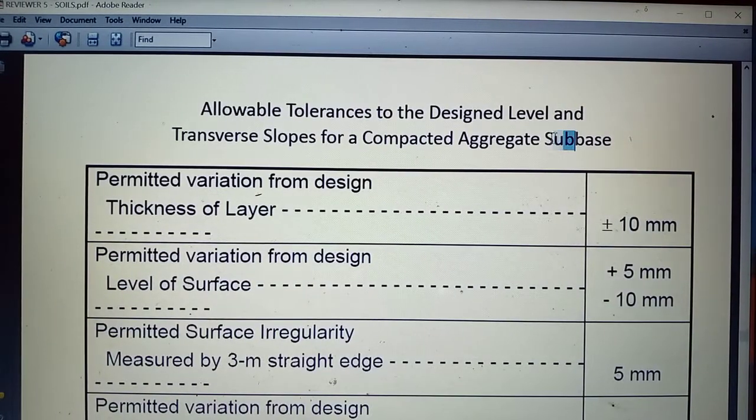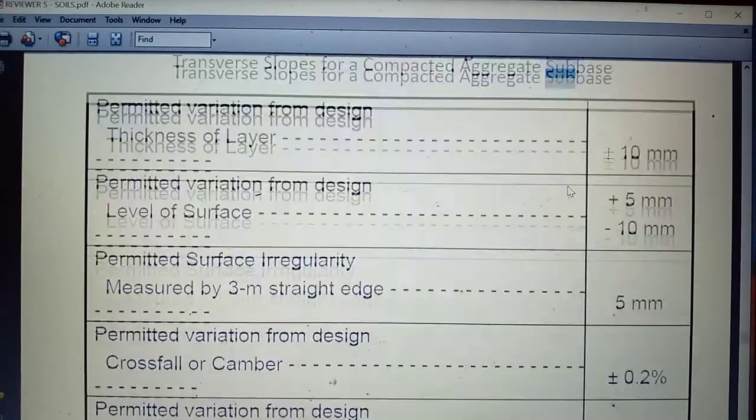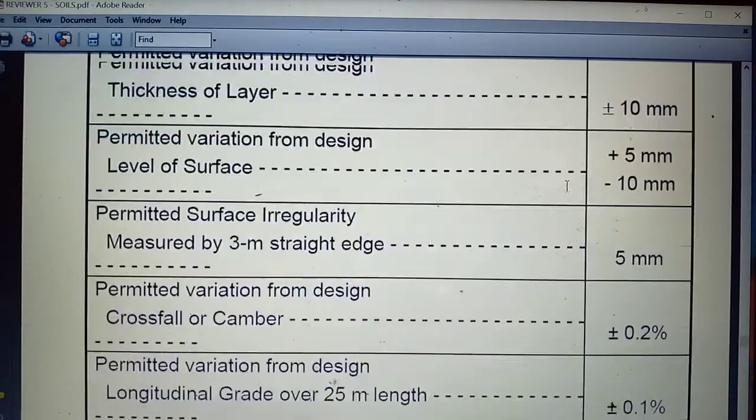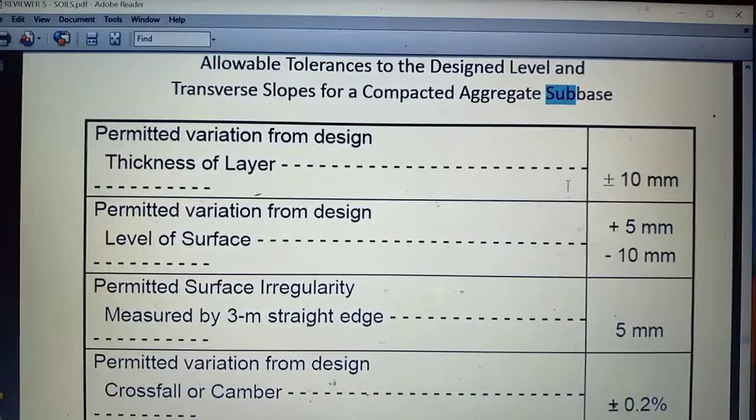Yan. Dapat base course na to. Tapos na tayo sa base course. Yan. Yan yung allowable. Okay. Supposed to be base course to, class.